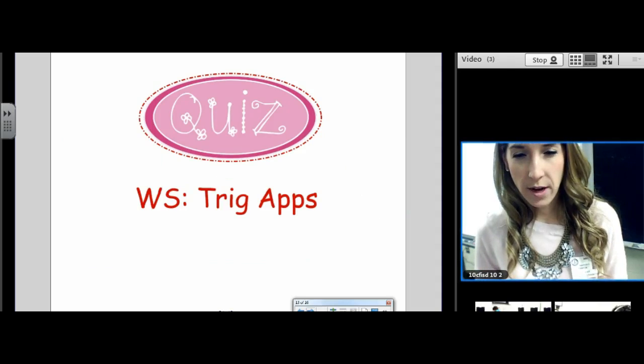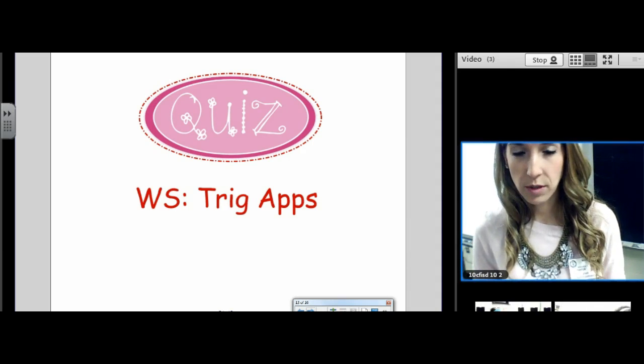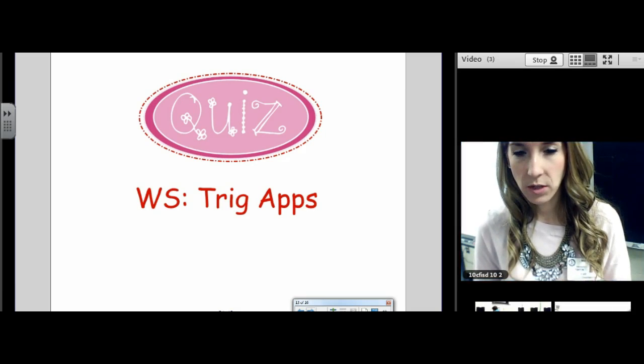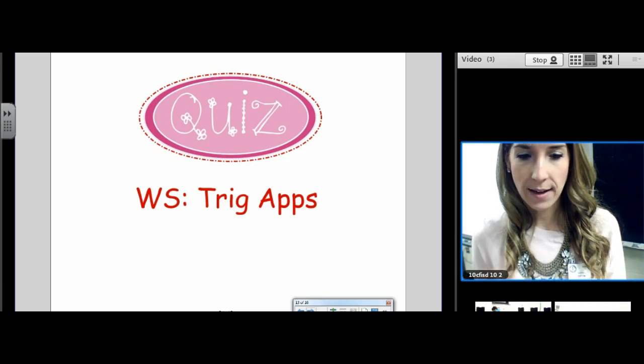Your homework is the trig applications. You're only doing page 1 tonight, and then you can do page 2 tomorrow night. So you do not need to do all of them tonight. Just page 1 tonight, page 2 tomorrow. You do need to try these because these are word problems and you need to practice drawing the pictures.